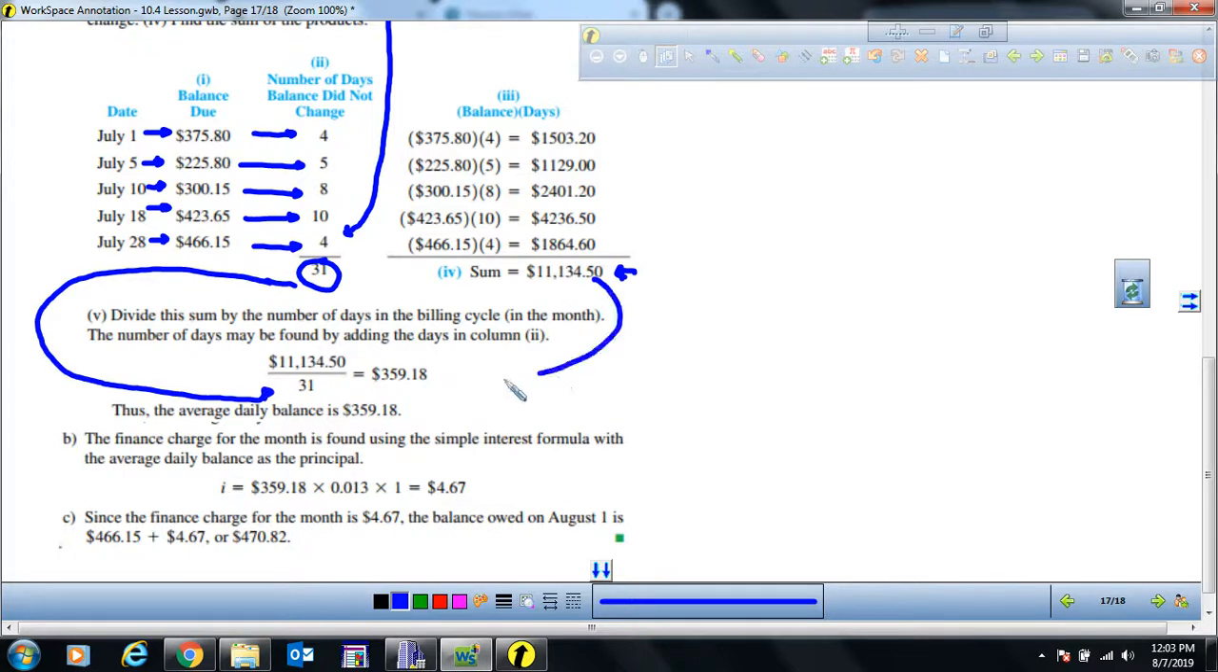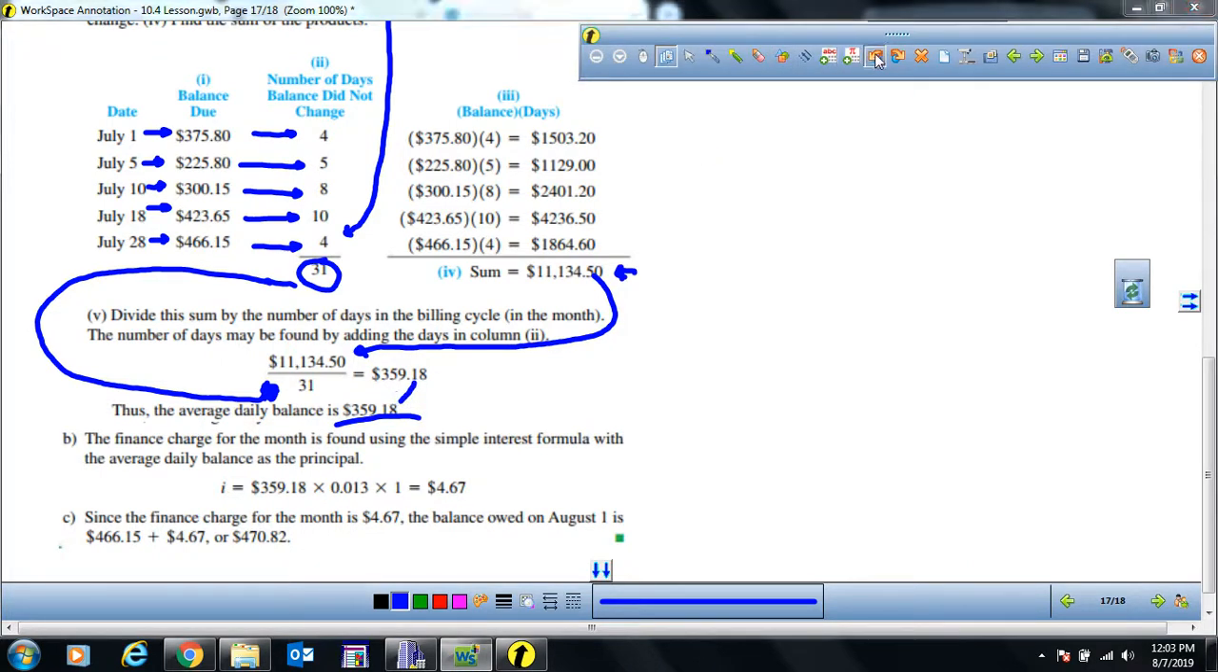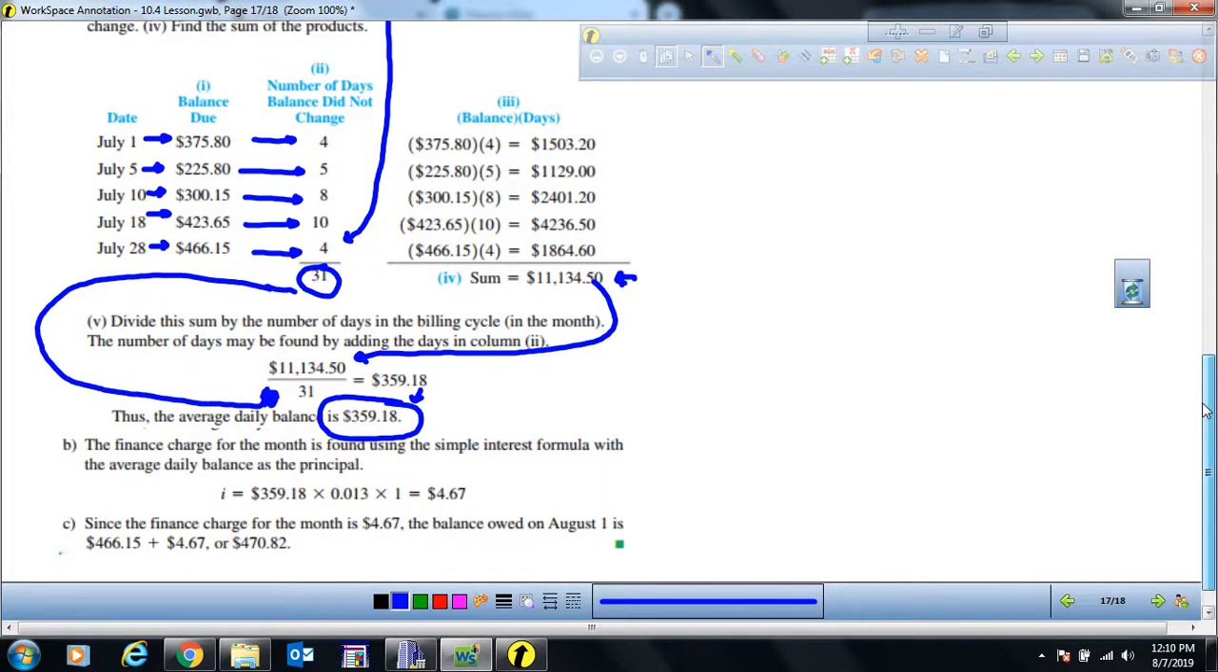So this total amount of money divided by 31, and so this is the average daily balance. This one right here. Having a hard time writing. Okay, there. Okay, so that's all you have. It's not difficult or complicated, but it's just time consuming to figure out the average daily balance.